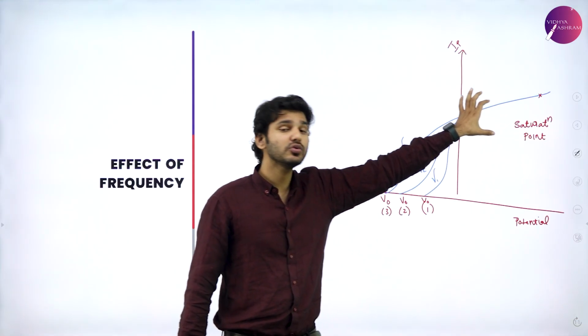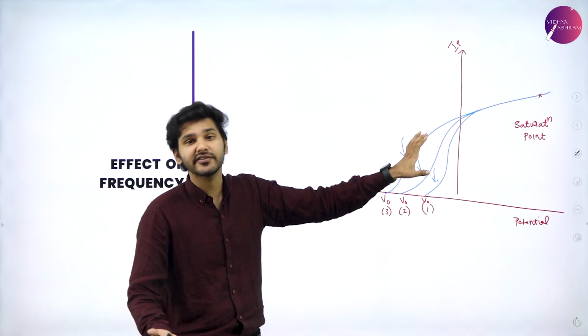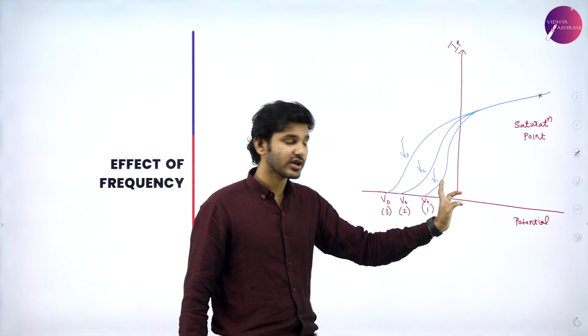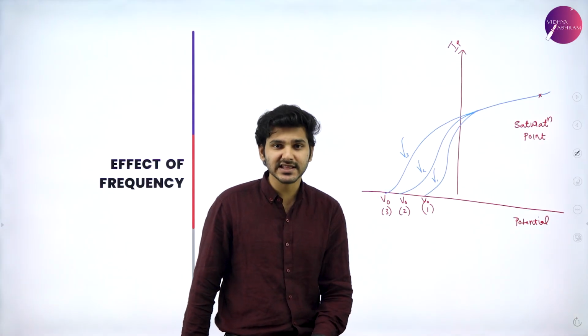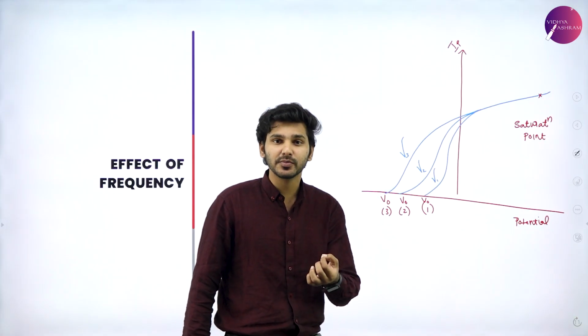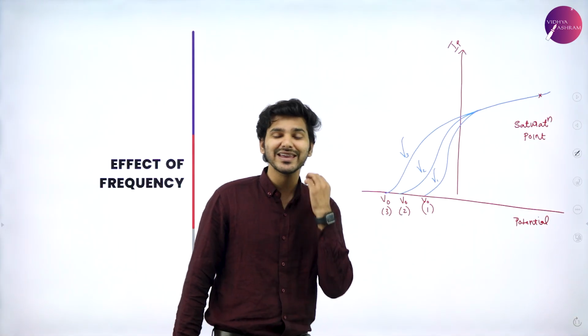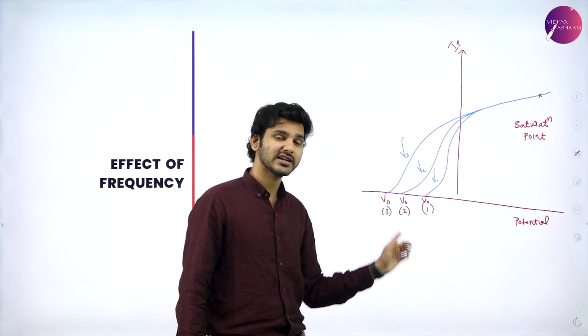As we apply the stopping potential, then only the effect of frequency comes into play. Again, this is the graph of photocurrent versus potential. When we apply the stopping potential, we see that stopping potential is directly proportional to frequency, which means each of the frequencies will have independent or different stopping potentials. So that is indicated here.